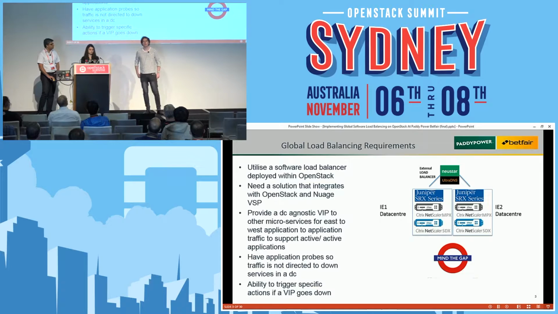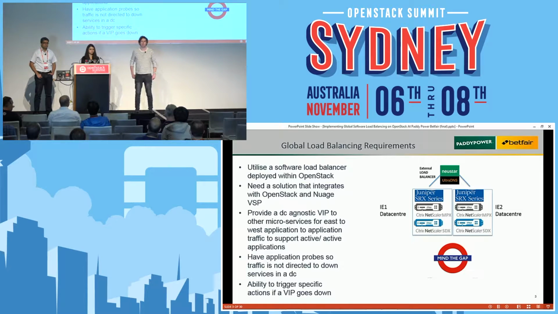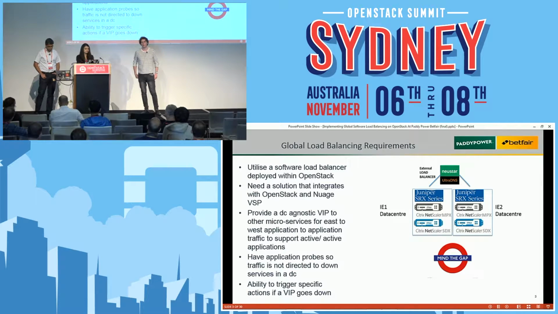Okay, so our main requirements when we were looking at a global software load balancing solution was we wanted a load balancer within OpenStack. So the key thing for us was actually deploying this in a virtualized environment. We didn't want to go out to an external network for our load balancing because we wanted to keep everything within VXLAN within our software-defined network. We needed a solution as well that basically integrated with OpenStack and Nuage. So really, they were our requirements.